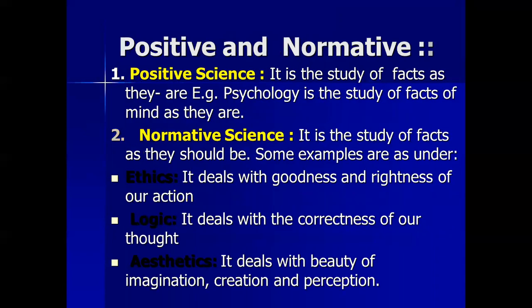Positive and normative science. Positive science is the study of facts as they are, such as sociology and psychology, the study of facts of mind as they are. Normative science is the study of facts as they should be. Some examples are as under. Ethics deals with the goodness and rightness of our actions. Logic deals with the correctness of our thought. Aesthetics deals with the beauty of imagination, creation, and perception.